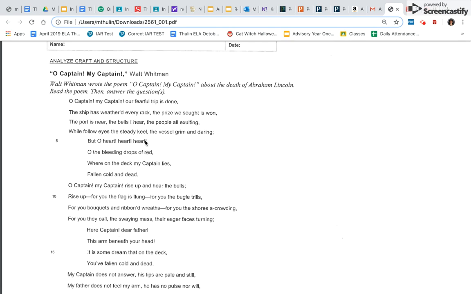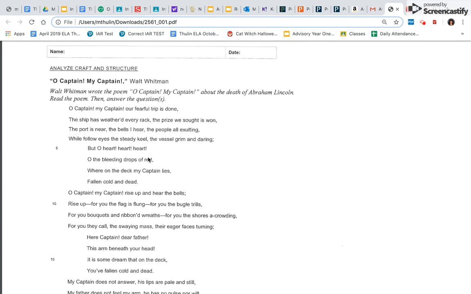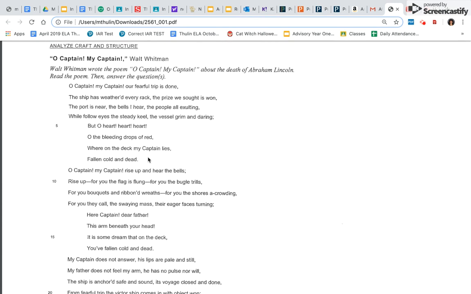O Captain, my Captain, our fearful trip is done. The ship has weathered every rack. The prize we sought is won. The port is near, the bells I hear, the people all exulting, while follow eyes the steady keel, the vessel grim and daring. But oh heart, heart, heart, oh the bleeding drops of red, where on the deck my captain lies, fallen cold and dead. O Captain, my Captain, rise up and hear the bells.